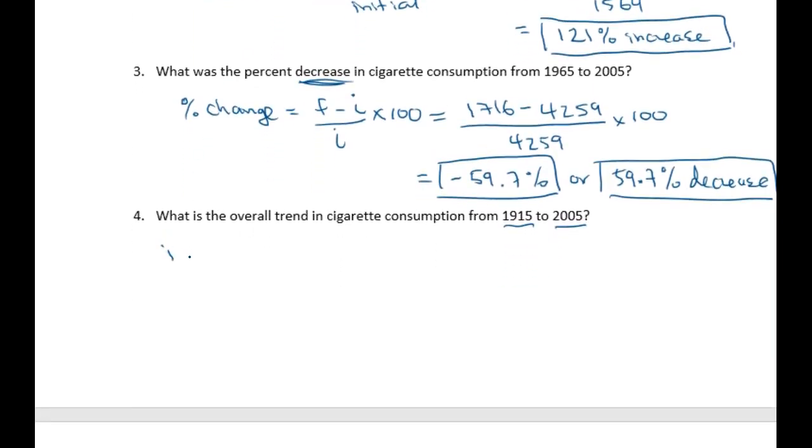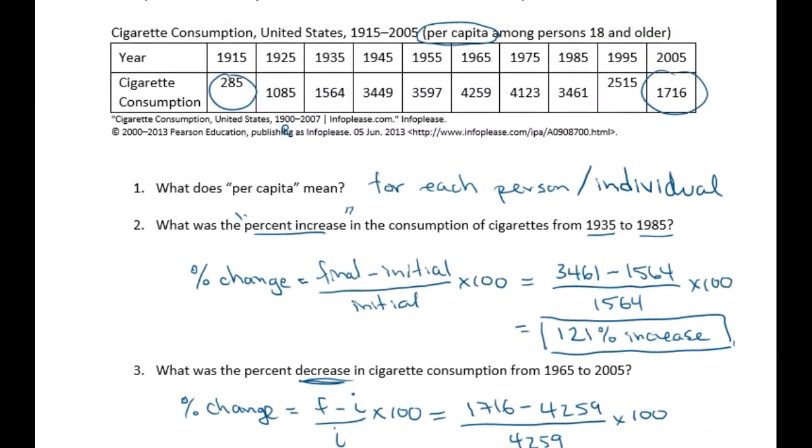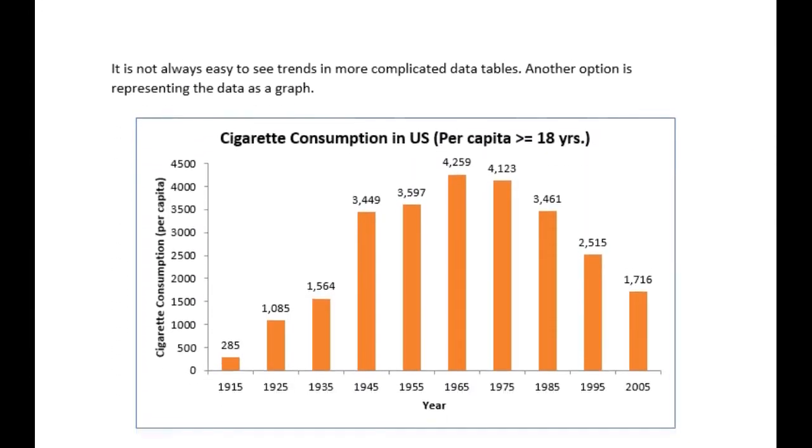So increase and then decrease. If you want to say overall, increase. And again, we can look at the numerical values and think about what that trend is and what's going on in that fluctuation. But it's a lot easier if we took this information in table format and put it into a graphical form, which is down on the next sheet here.